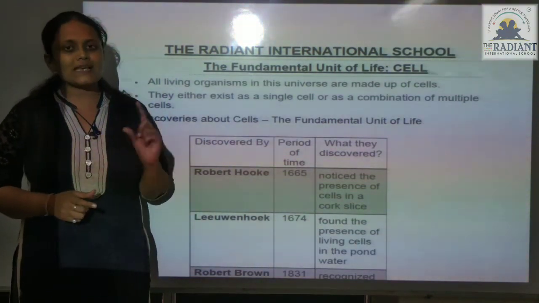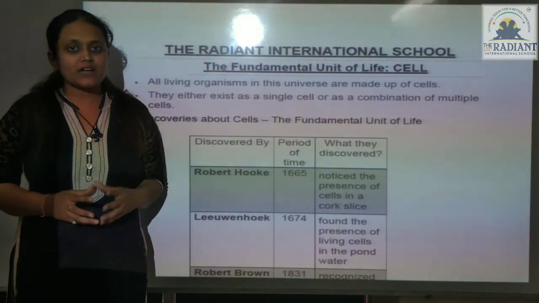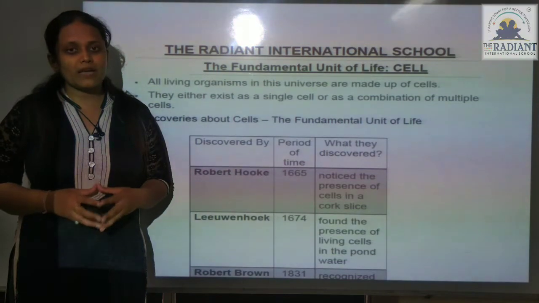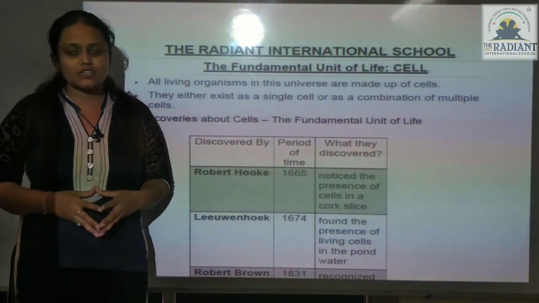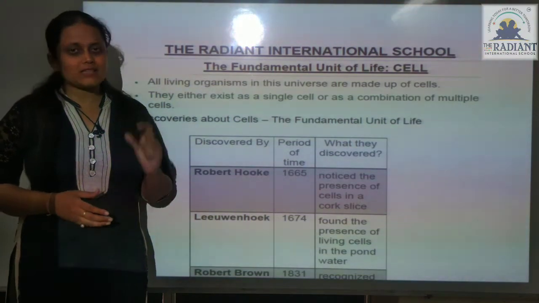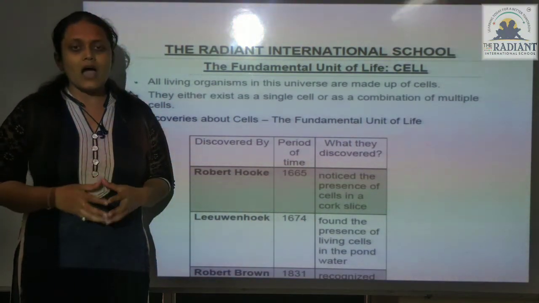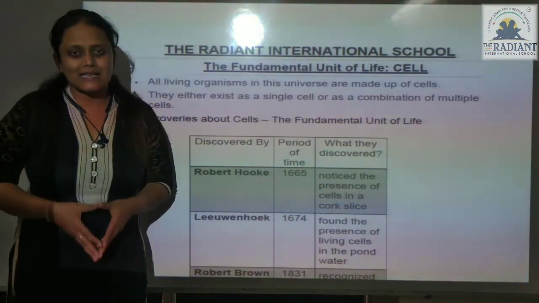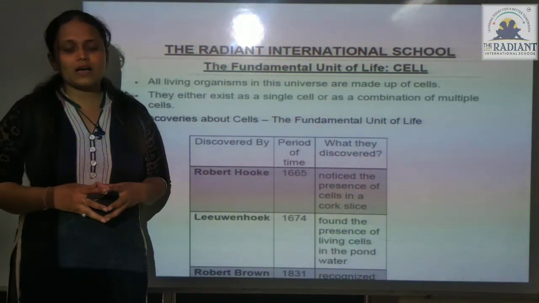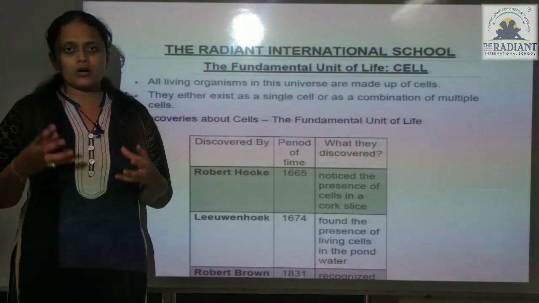And the second main important word is functional. That means the cell is the one who is performing the major, responsible functions for the life of a living organism. So by this statement only we can conclude how important these tiny cells are, and how important these cells are for making life on this particular earth.